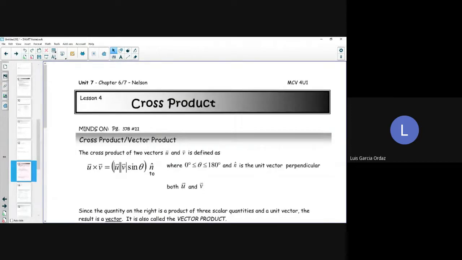It's completely fine. So again, like I was saying, cross product or vector product. The cross product of two vectors, u and v, is defined by the following. u cross product v is equal to the magnitude of u times the magnitude of v times sine of theta times the unit vector n, where theta is between 180 and 0, and the unit vector n is the unit vector perpendicular to both u and v.